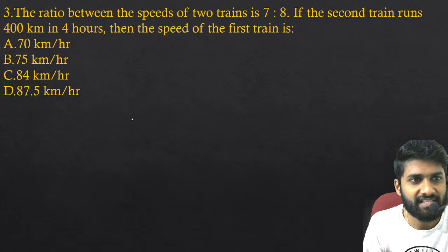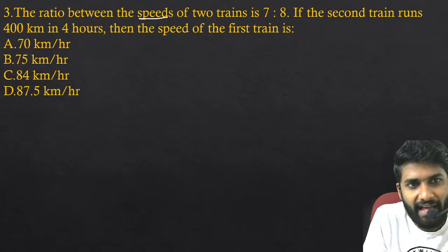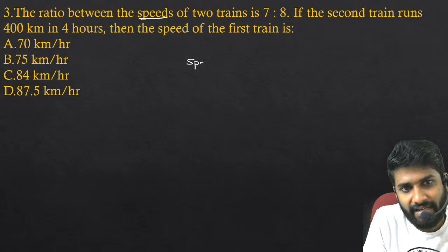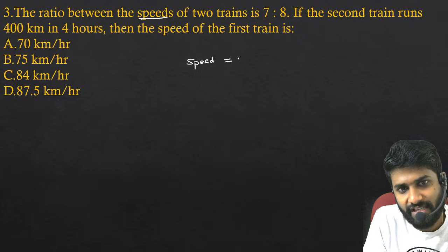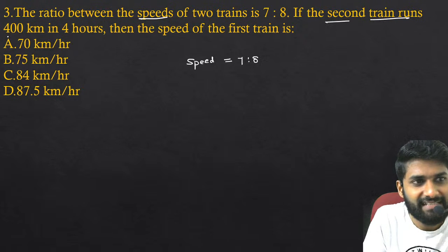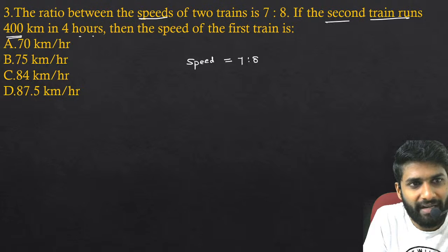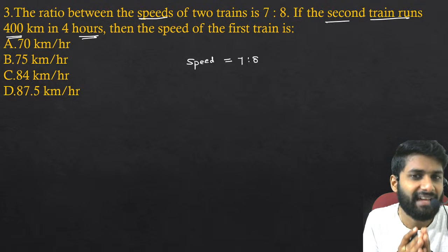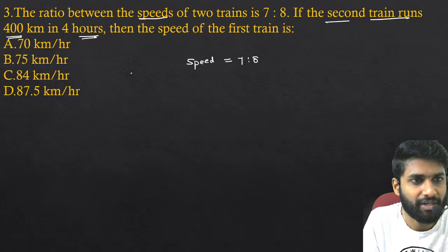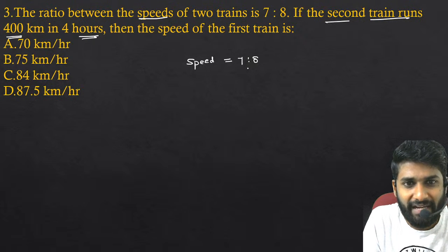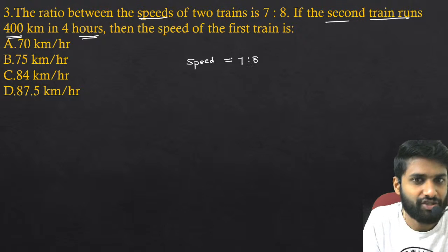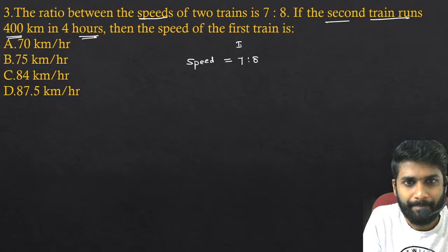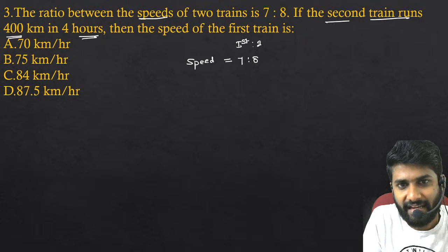See that. First, identify that they have given a speed ratio. The speed ratio they gave, guys, is 7:8. If the second train runs 400 kilometers in 4 hours, then what is the speed of the first train? That is a direct question, guys. Here the speed ratio is exactly equal to 7:8. This is the first train and this is the second train.